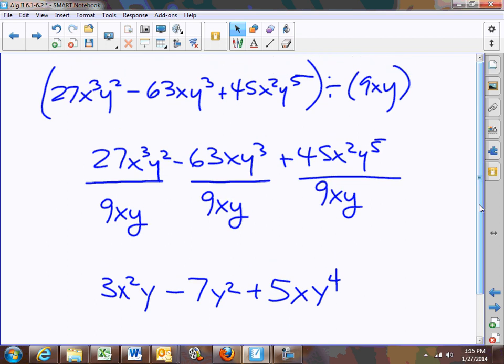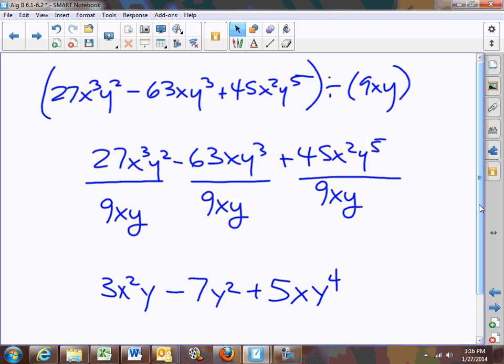Now, if you have a complicated monomial term, there is a temptation perhaps to say, oh, well, I better do polynomial long division with this, but you don't and shouldn't use polynomial long division if all that you have is a monomial divisor.